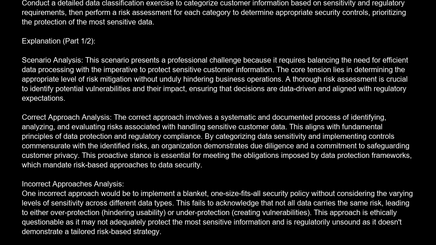This fails to acknowledge that not all data carries the same risk, leading to either overprotection, hindering usability, or underprotection, creating vulnerabilities. This approach is ethically questionable as it may not adequately protect the most sensitive information and is regulatorily unsound as it doesn't demonstrate a tailored risk-based strategy.